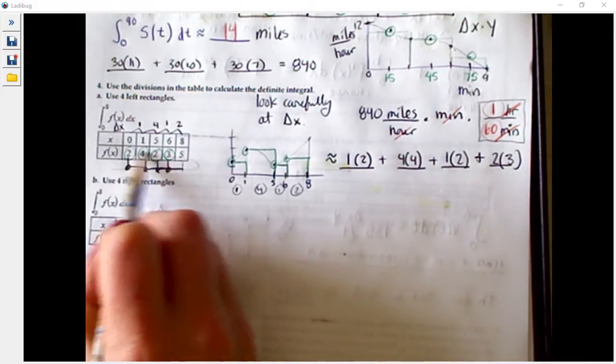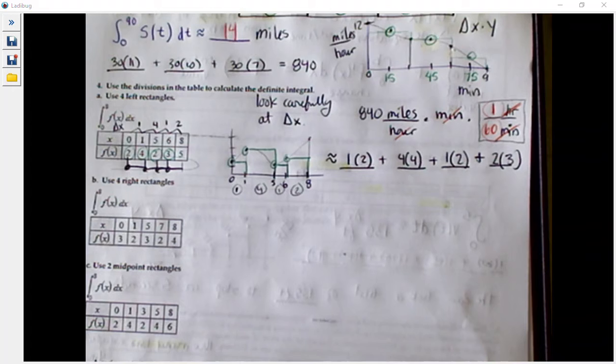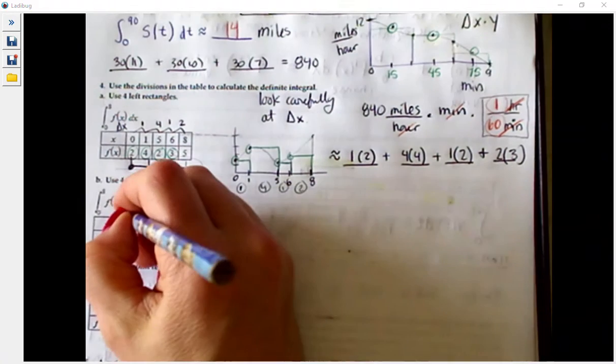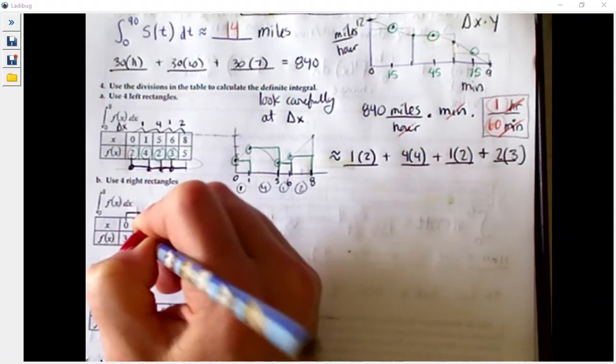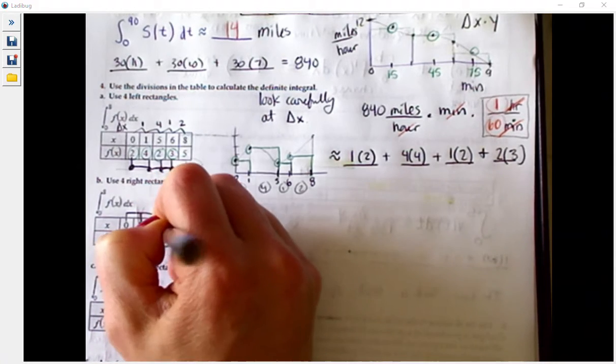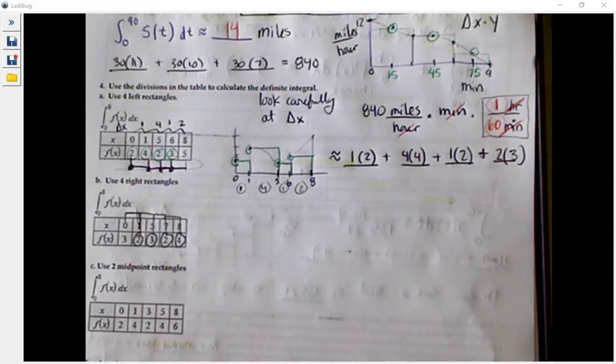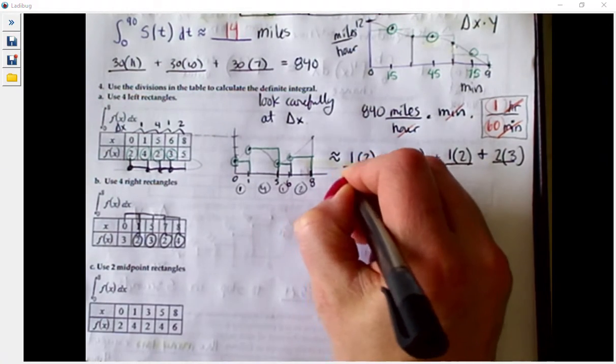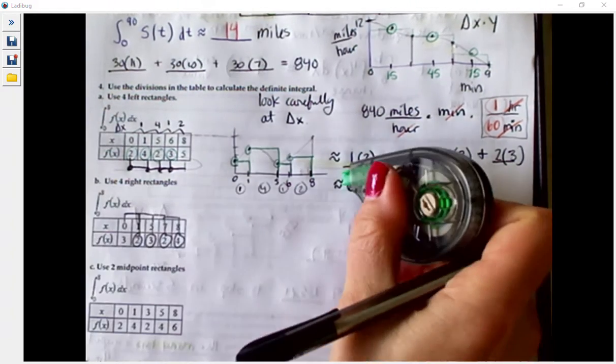Sometimes here I drew my rectangles below. Sometimes I like to draw my rectangles above the table. Helps me see the change in x. Right, try to get to it without actually graphing it. End up with approximately 26.